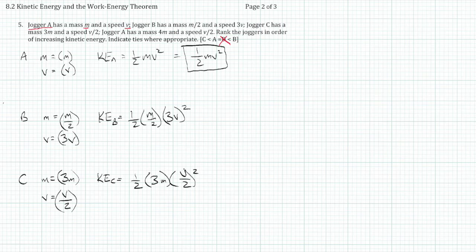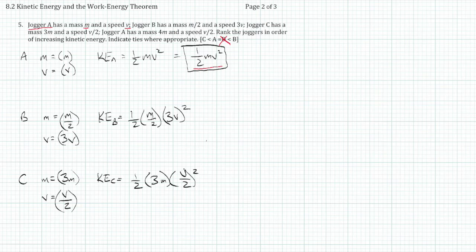By the way, my answer is going to be in terms of 1/2 mv squared. So they're going to have the 1/2 out front and an m and a v squared, but B and C are going to have different coefficients out front, and that'll make them greater or lesser than A.